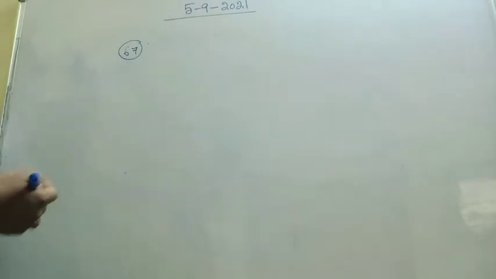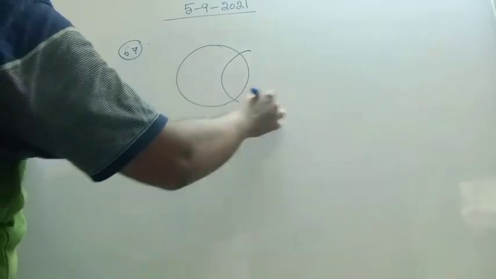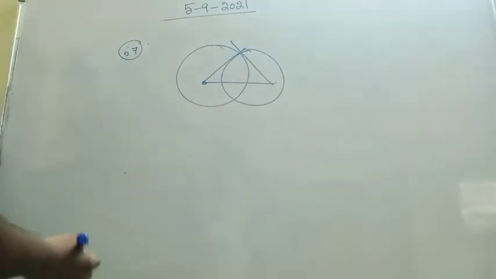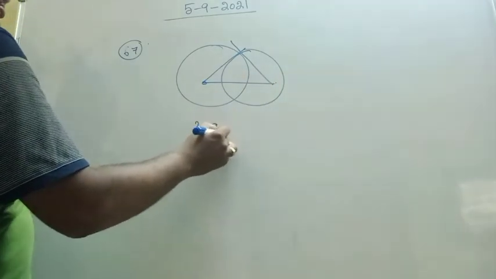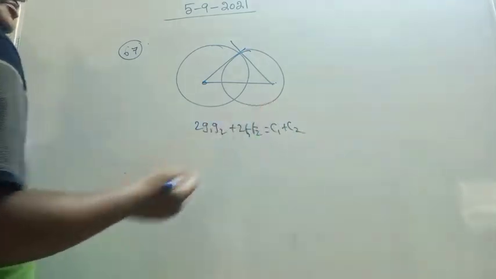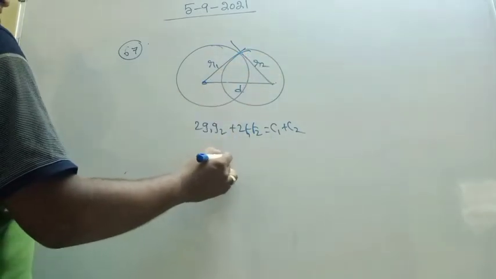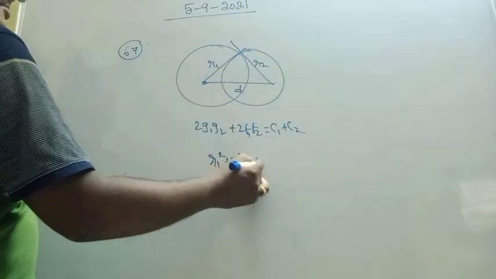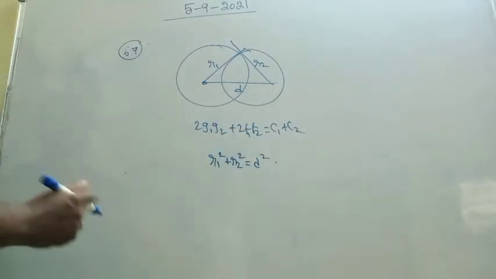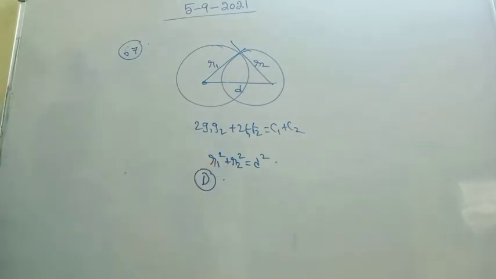Now, my dear students, the 67th is also very easy. They have given 2 circles and those 2 circles cut orthogonally. You know the condition for orthogonality: 2g1 g2 plus 2f1 f2 is equal to c1 plus c2. Or with r1, r2, and d as the distance between the centers, r1 square plus r2 square is equal to d square. If you use this condition, you will get the value of p. D is the correct answer for this particular problem.